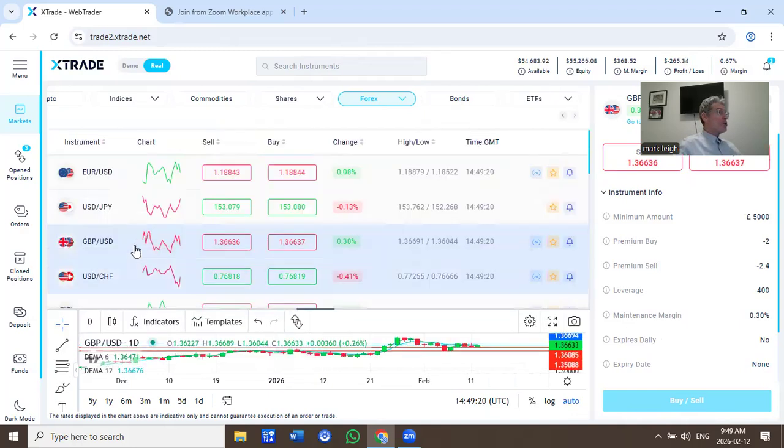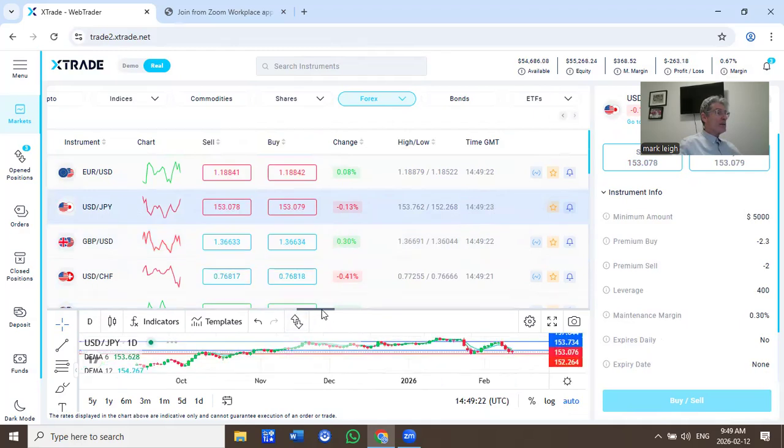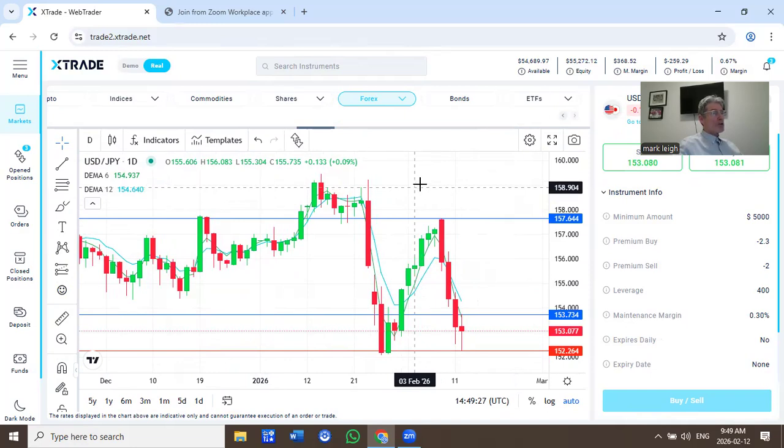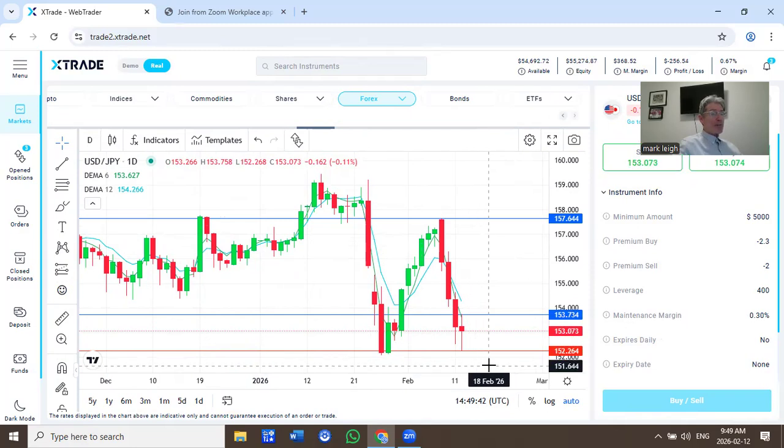US dollar against the yen. And over the past 4 days, a really strong sell-off here. US dollar being sold off against the yen. It's been really strong. Only on the 9th of February, 4 days ago, we were sitting at 157.64. Today's low, 152.26. And you can see that this red candlestick, this was a full body down to the support area.